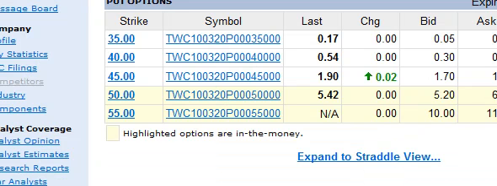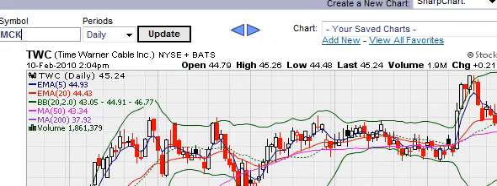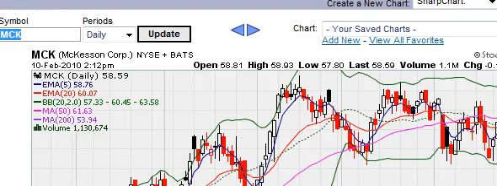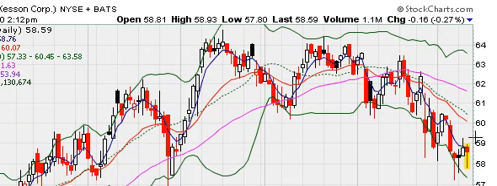So let's go take a look at our chart, and we'll type in here MCK, and we'll see what it's doing for today. And what do we see? We see that it's down for the day. In fact, it had a nice big move down. It's starting to bounce back up, but the trend is obviously very clearly down.